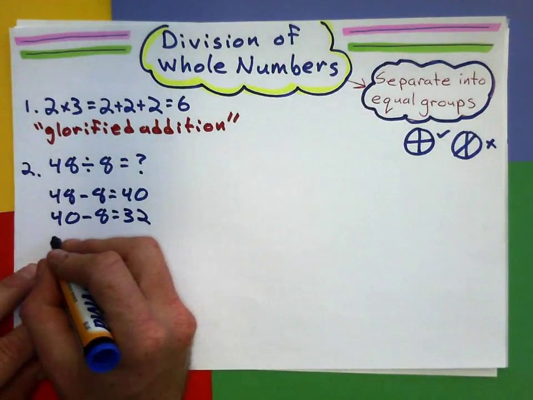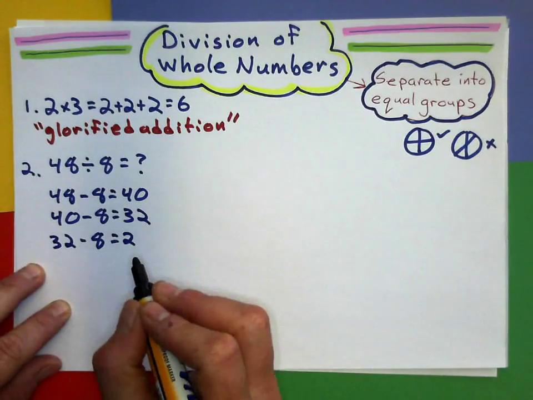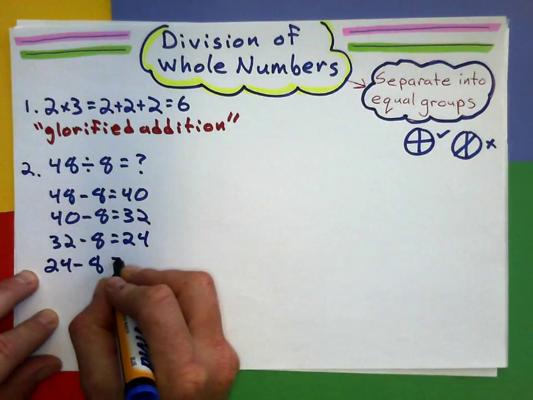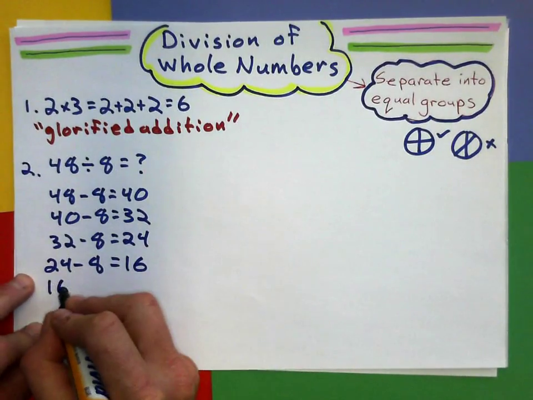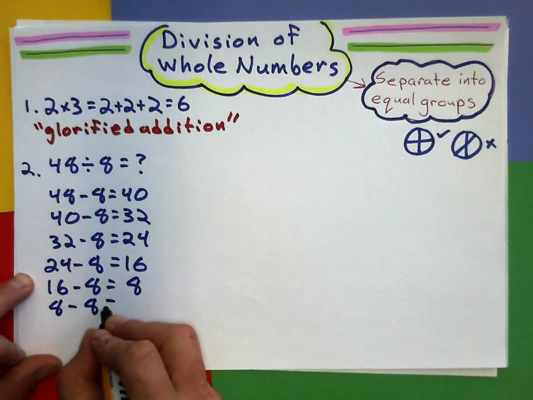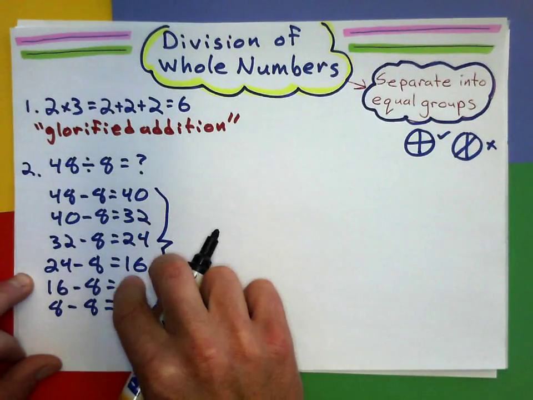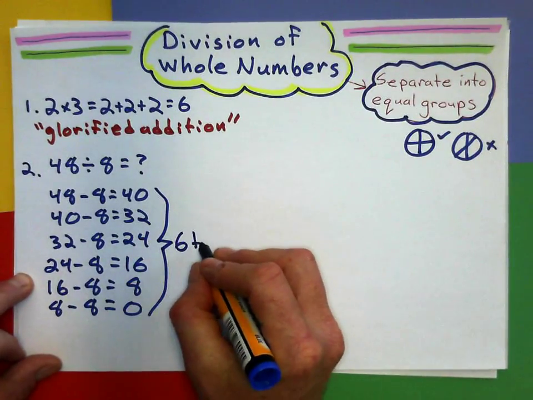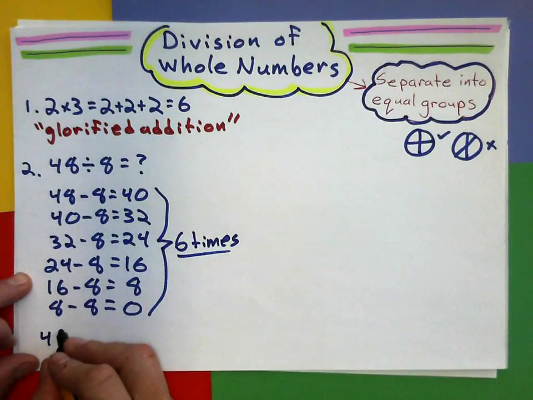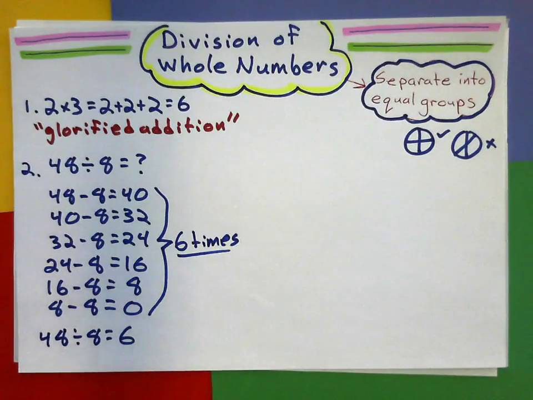Of course, you wouldn't work it out like this. This is just to give you an idea. 32 minus 8, and I keep going until I get down to 0. 24 minus 8 is 16. I'm almost there. 16 minus 8 is 8, and of course, 8 minus 8 gives me 0. And that took me, how many? 1, 2, 3, 4, 5, 6. That took me 6 times. So, of course, 6 is my answer for 48 divided by 8. 48 divided by 8 equals 6.